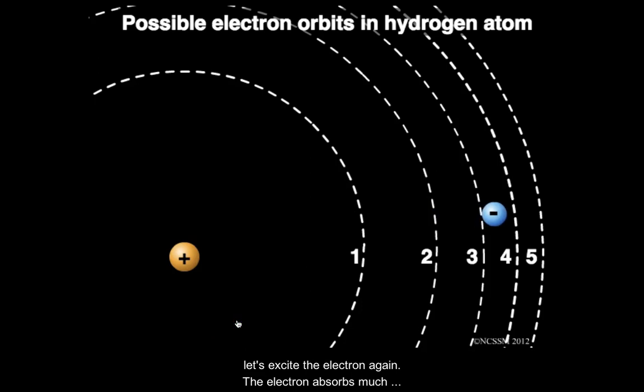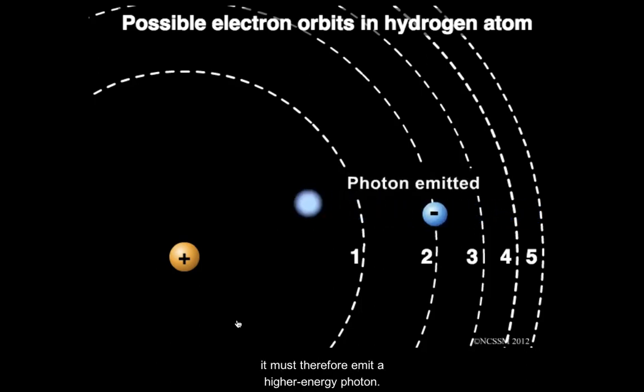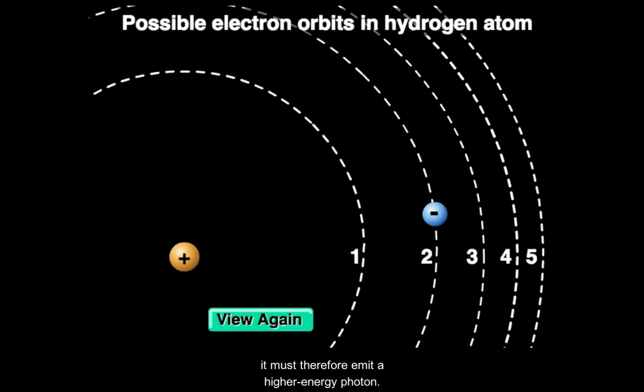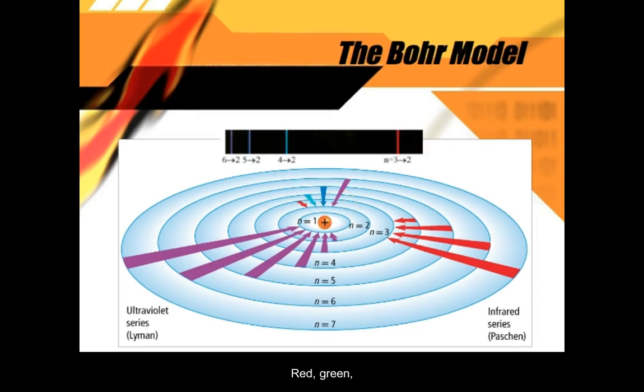Now, let's excite the electron again. The electron absorbs much more energy, moving from n equals 2 to 5. When the electron drops from 5 to 2, it must therefore emit a higher energy photon. The color of this higher energy emission is blue. So, as the electron's drop inward becomes larger, the energy of the photon emitted becomes higher. The transition from n equals 3 to 2 releases a red photon, 4 to 2 green, 5 to 2 blue, and 6 to 2 violet. Red, green, blue, violet.